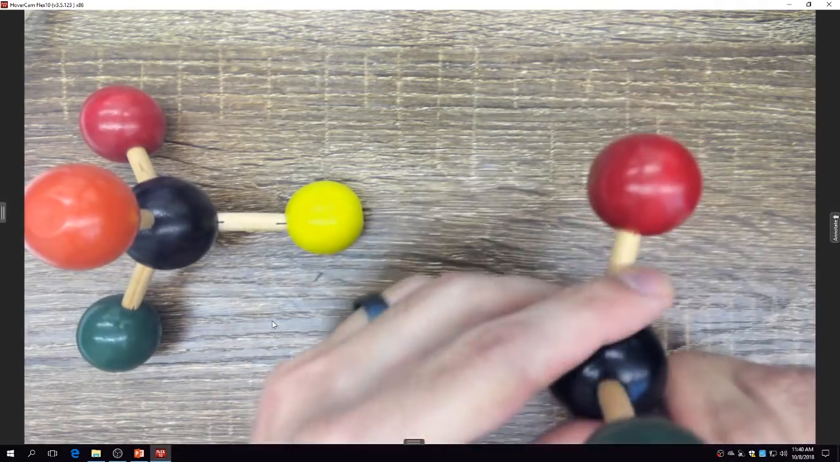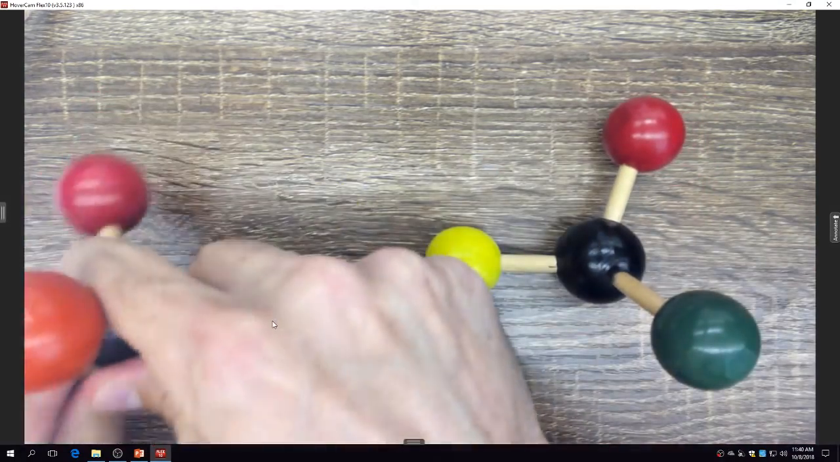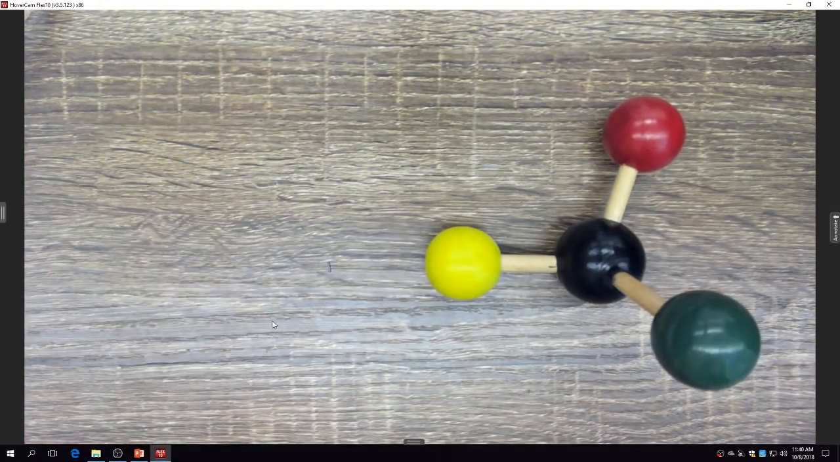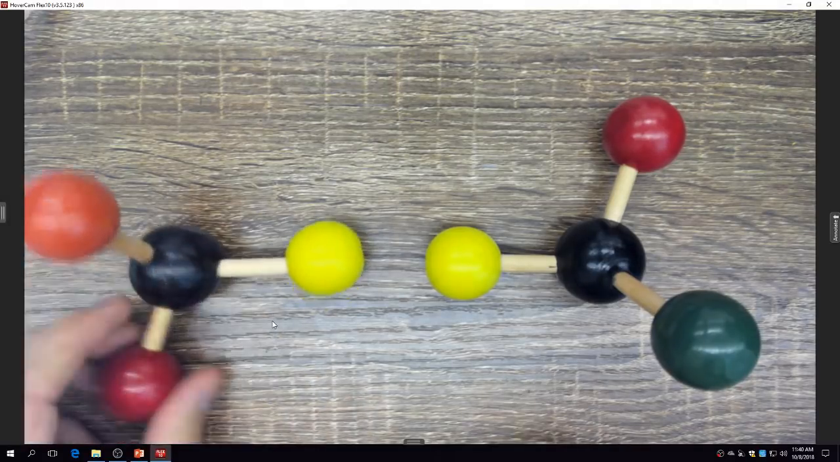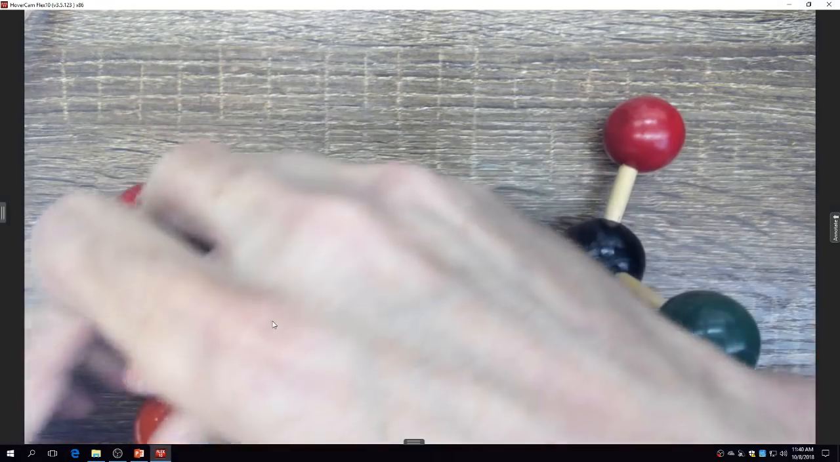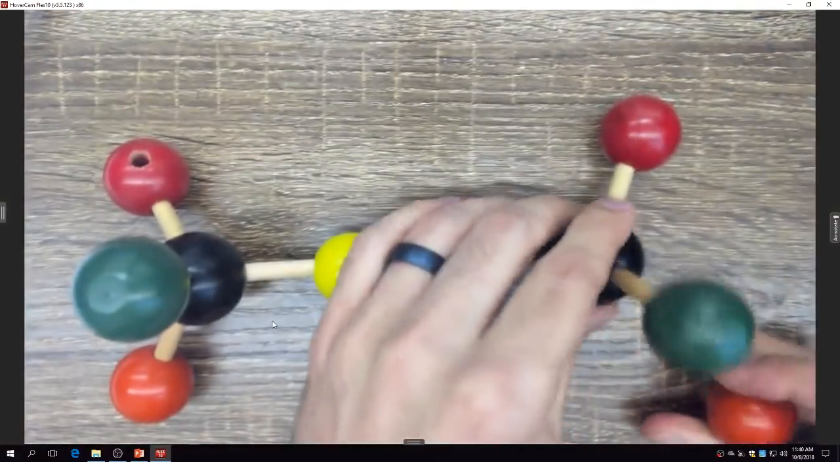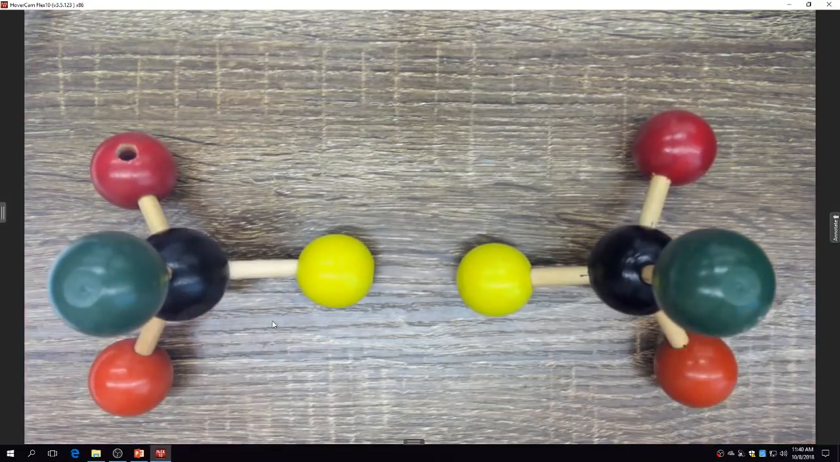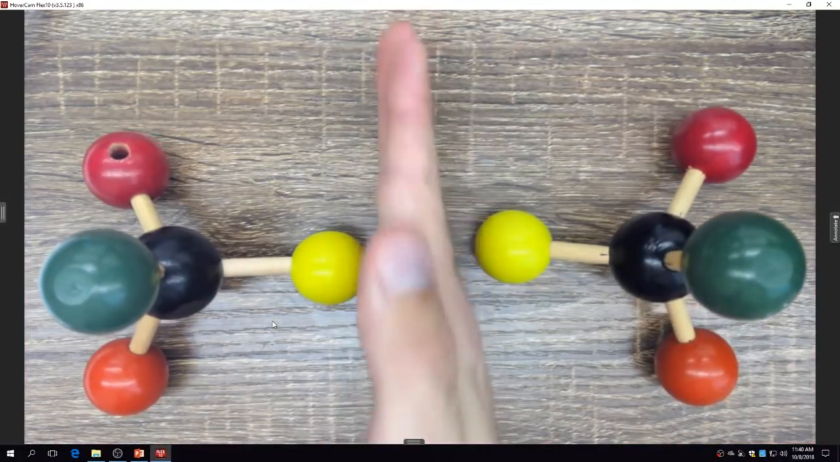So what I want to do is take these molecules, okay, with 4 different balls on them. And essentially what I want to do is turn them into mirror images. All right. So these are now mirror images. The mirror plane is where my hand is.